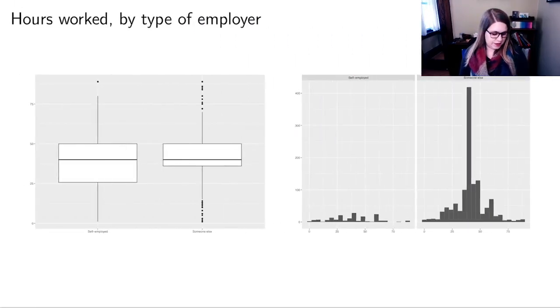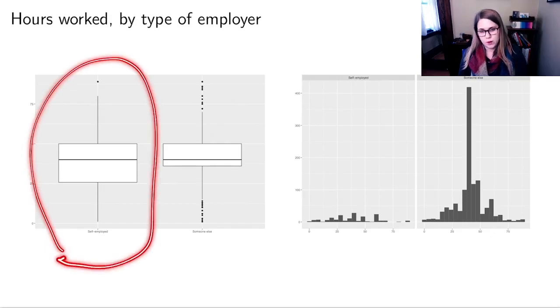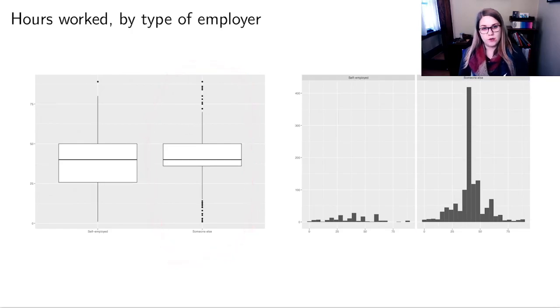So this is my General Social Survey data, where I'm looking at someone's employer, whether they are self-employed or work for someone else. And then I want to know how many hours do they work per week. So I could look at the relationship by breaking down the visualization into two separate box plots. So these are side-by-side box plots. Here's one box plot for all the self-employed people and a separate box plot for everyone who works for someone else. I could also do kind of side-by-side histograms.